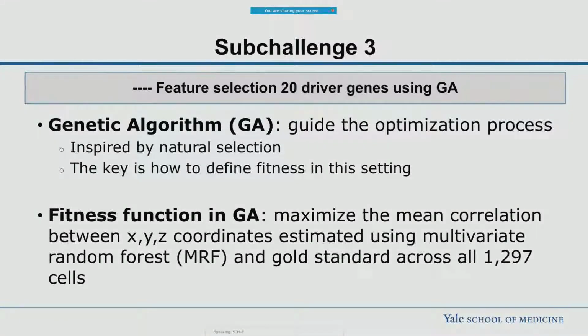Our goal is to use the 20 genes to predict spatial information. If you select some genes whose estimated XYZ coordinates are highly correlated with the gold standard coordinates, then we consider that the selected genes have good performance. Thus, the fitness function in the GA algorithm that we defined is to maximize the mean correlation between the estimated XYZ, using a method called multivariate random forest, which is a multi-output machine learning method, and the gold standard XYZ for all of the cells.